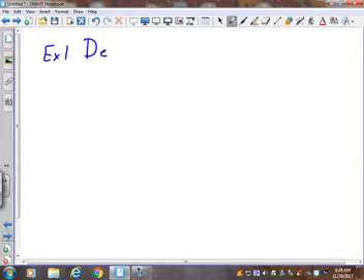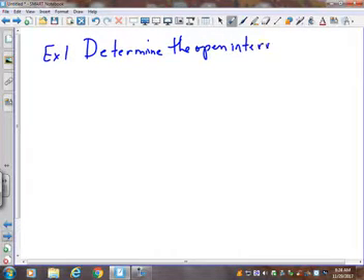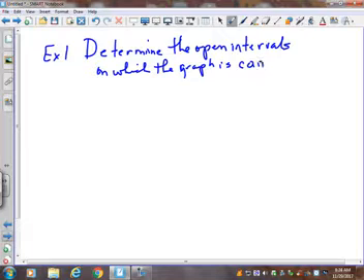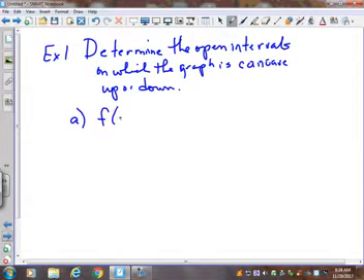All right, so in example number 1, we're going to determine the open intervals on which the graph is concave up or down. All right.